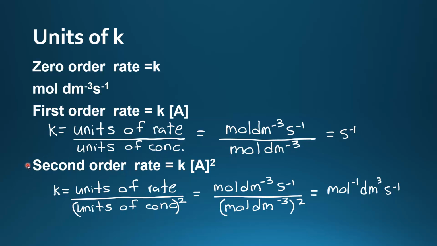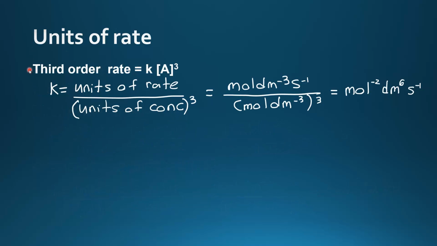Next is a second order reaction. The rate is equal to k times the concentration of A to the power 2. So k equals units of rate divided by units of concentration squared. So we have mole per decimeter to the negative 3, second to the negative 1, divided by mole per decimeter to the negative 3, squared. And when you cancel out, you're left with mole to the negative 1, because you bring the mole up from the bottom, so it becomes negative 1, decimeter cubed, second to the negative 1.